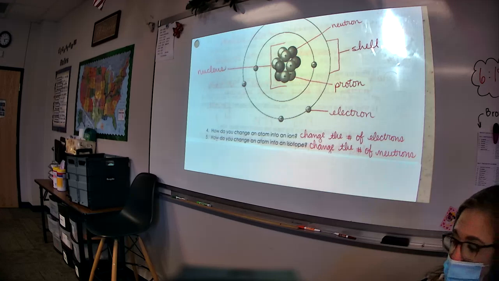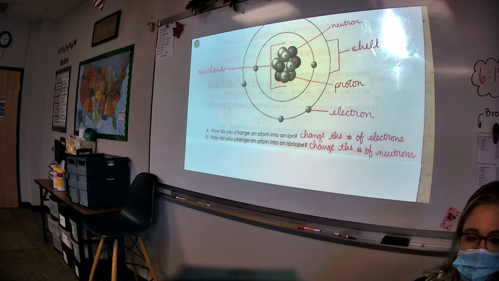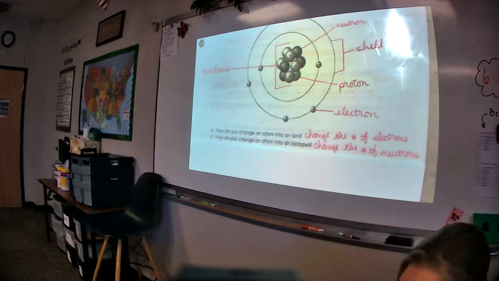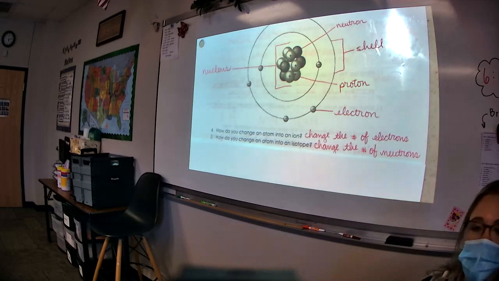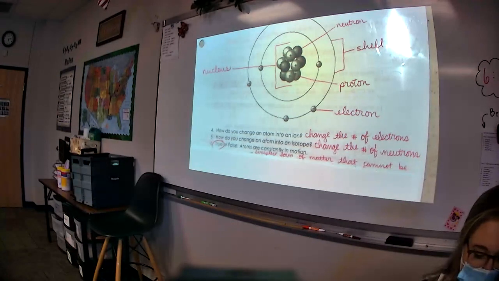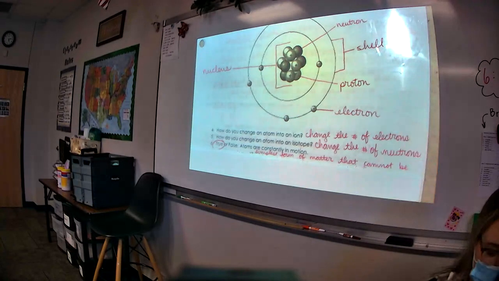Number 6, true or false? Atoms are constantly in motion. Raise your hand if you think true. The parts of the atom are constantly in motion. Raise your hands if you think false. They're just still. And the answer is true. They are constantly in motion, especially these electrons. They are spinning around all the time. They're not actually still.